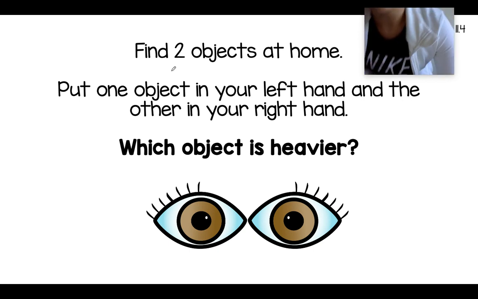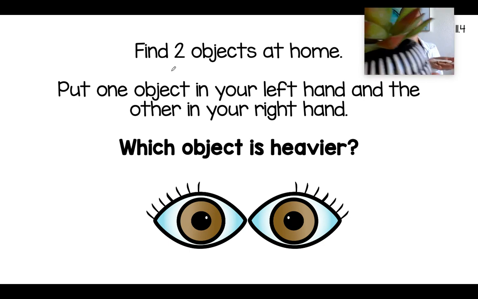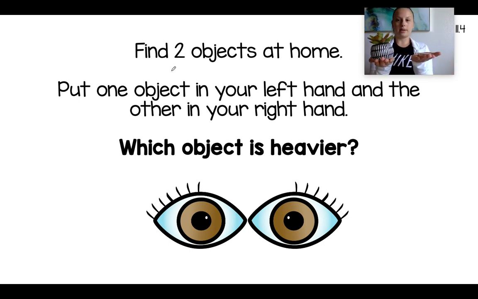Okay, I found two things. Did you find two things? All right, my two things that I found, the first one is a hair clip, and the next one is a little plant. Now, it says to put one object in one hand and another object in the other. So I'm going to put my clip in one hand, and I put my plant in the other one.